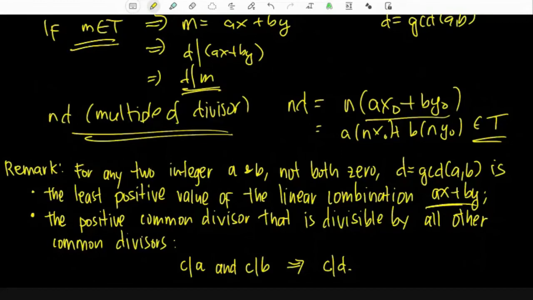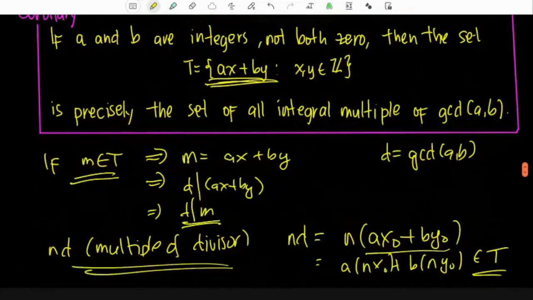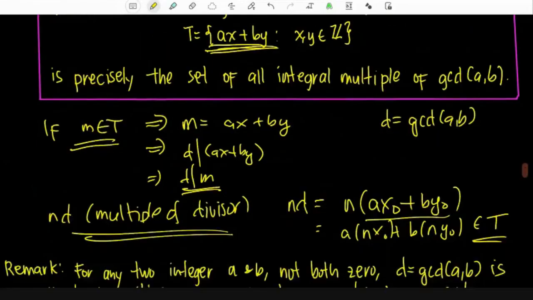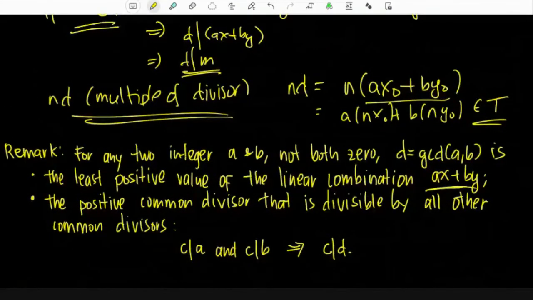Or, pwede rin, the positive common divisor that is divisible by all the other common divisors. Kasi ang lahat ng magiging laman nito, mga divisors. Tama? Mga multiple ni D. So, kung mga multiple ni D yan, lahat yan divisible by D. Okay. So, parang sinasabi niya na pwede mo ring sabihin na ang greatest common divisor ay yung divisor kung saan kaya niyang divisible by all other. Ibig sabihin, multiple siya ng lahat ng iba pang divisor.